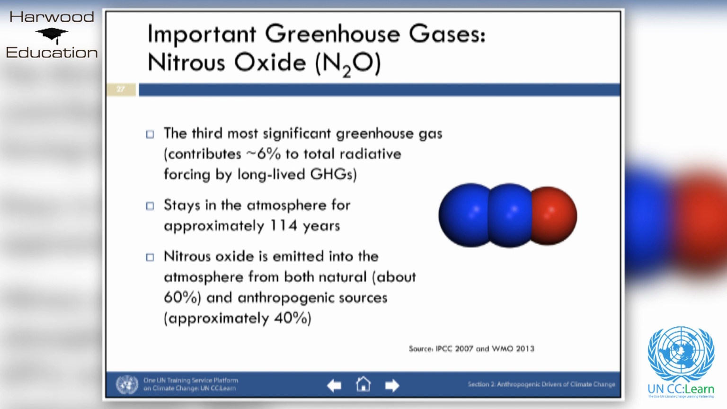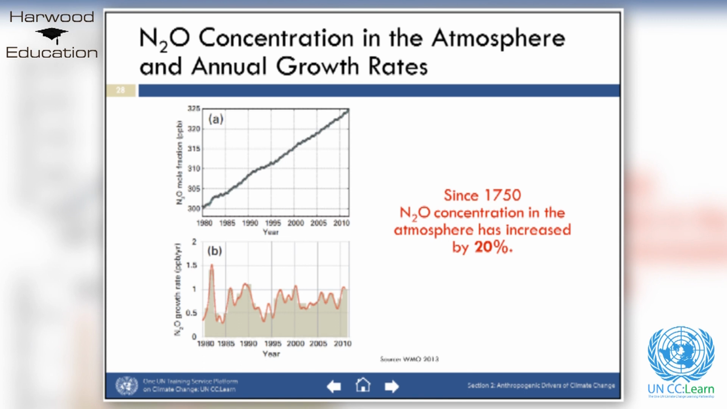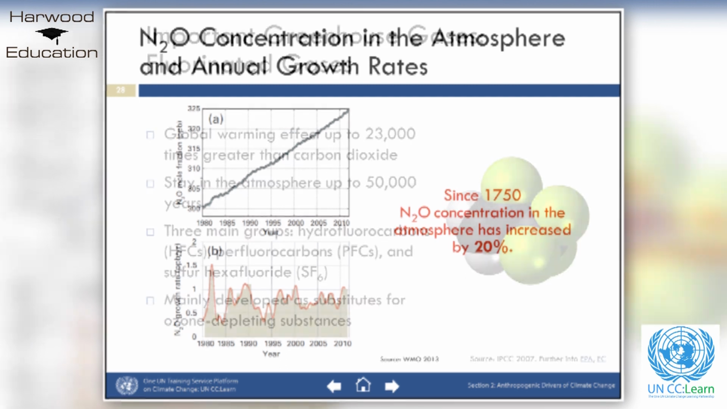N2O concentration in the atmosphere and annual growth rates. The concentration of N2O has been steadily increasing over the past 30 years. Its atmospheric concentration in 2012 was about 325.1 parts per billion, which is 20% more than the pre-industrial level, 270 parts per billion.